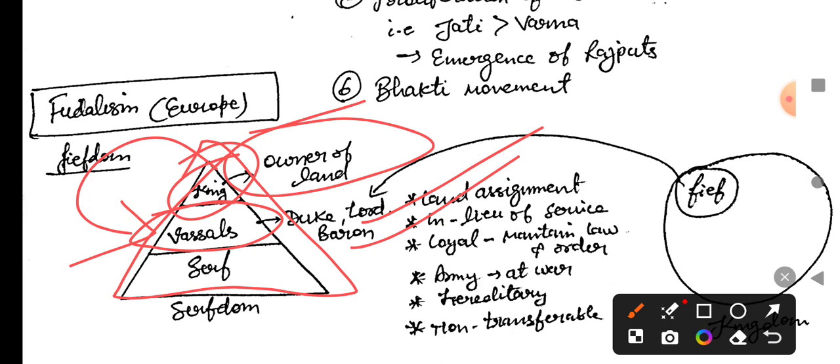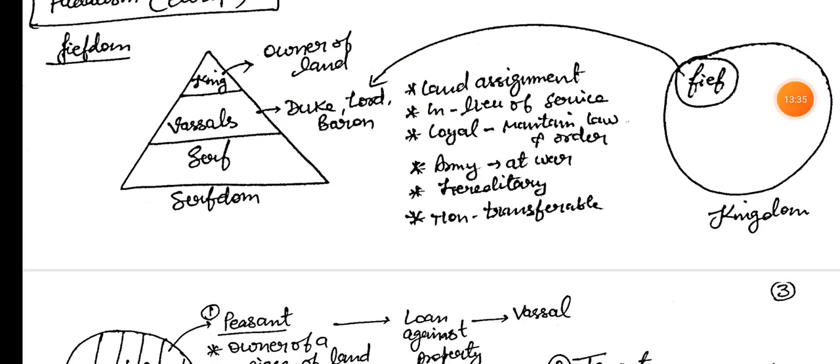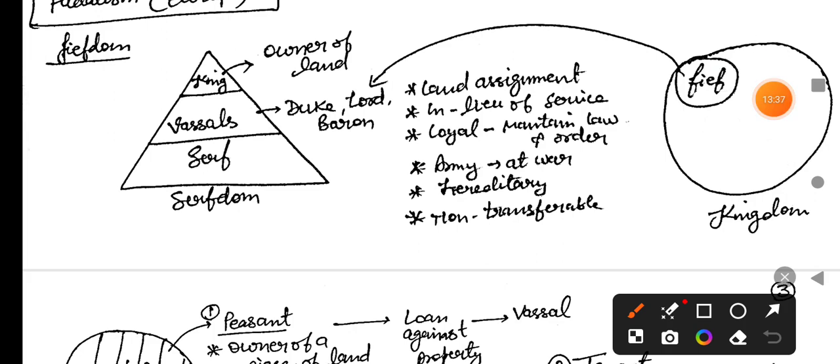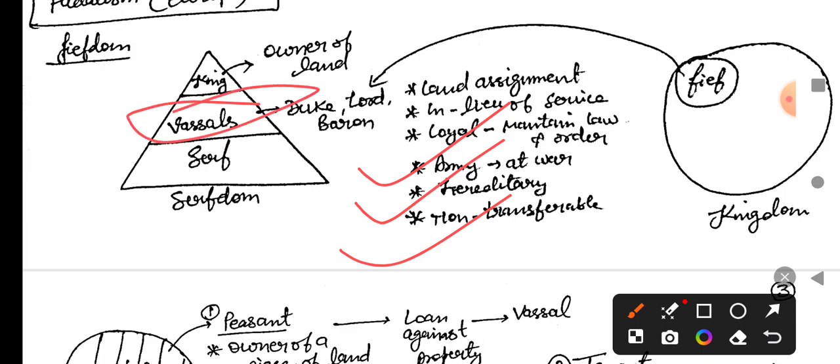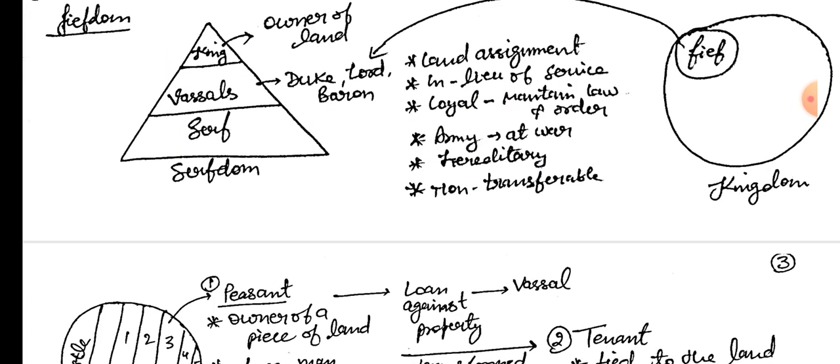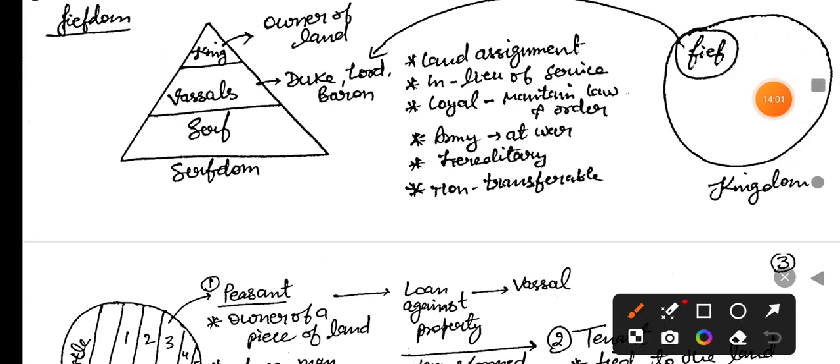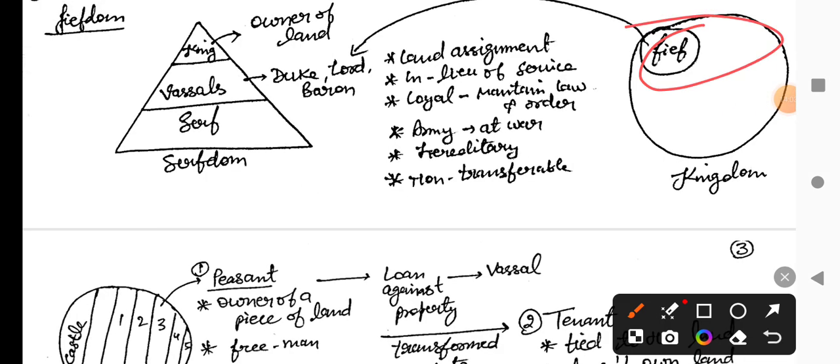Okay, and they were loyal and maintained law and order. Vassals were loyal to the king and maintained law and order, and provided an army only at war, and the land was a hereditary position for the vassals and non-transferable. The subordinates of the vassals were serfs, and serfdom meant tenant farmers who were engaged in peasantry in this fief state. A fief is a small unit of the kingdom.